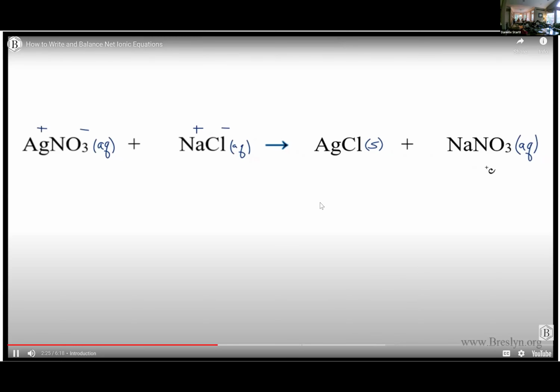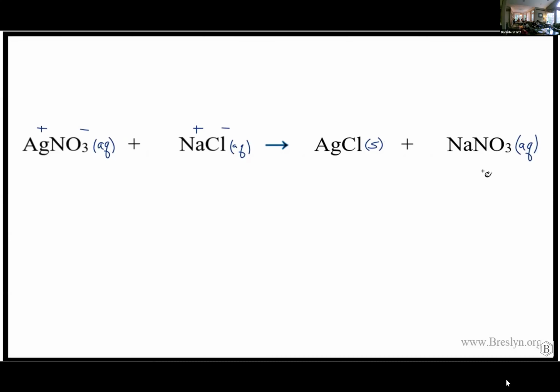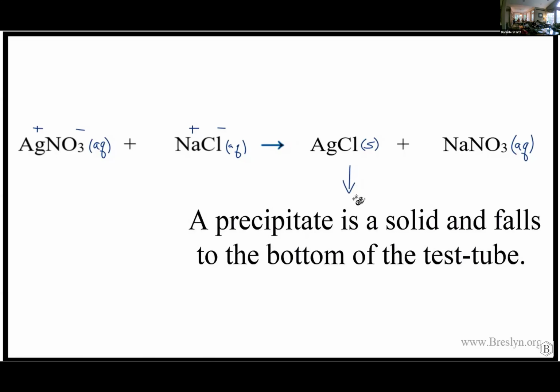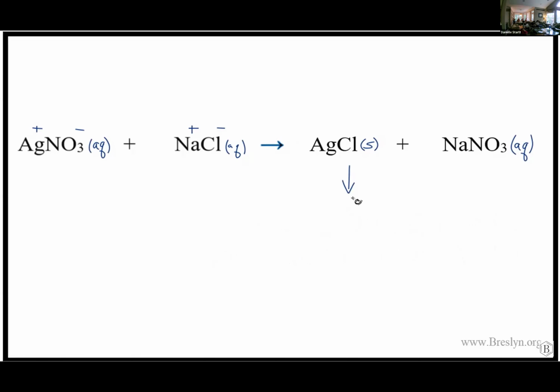If you think about this reaction, when it takes place, what should happen? The sodium nitrate, that's aqueous, so it should stay dissolved. But this solid should fall to the bottom of the test tube; that should be the precipitate. And that's important when we're writing net ionic equations. So let's look at the reaction and see that happen.